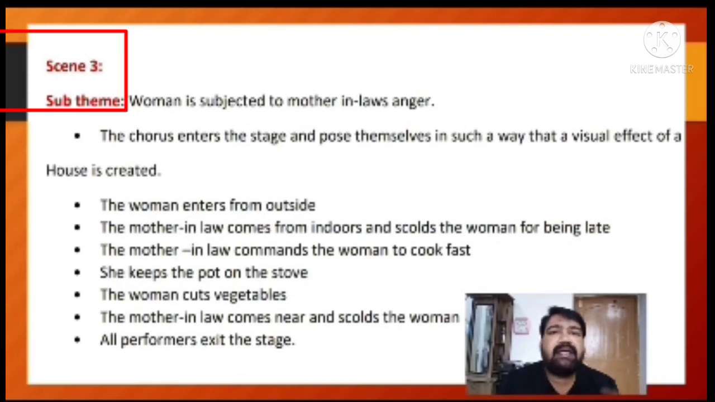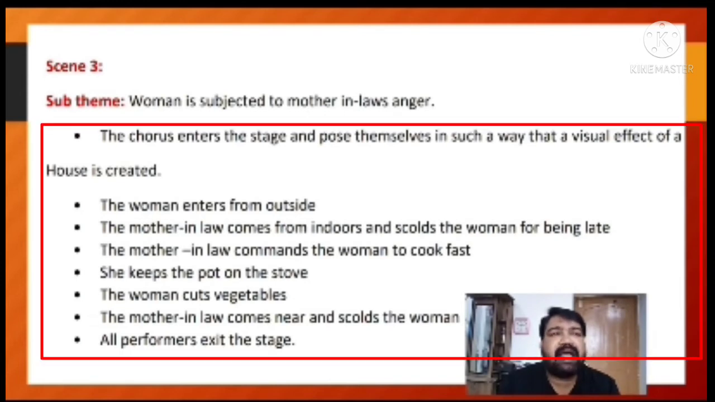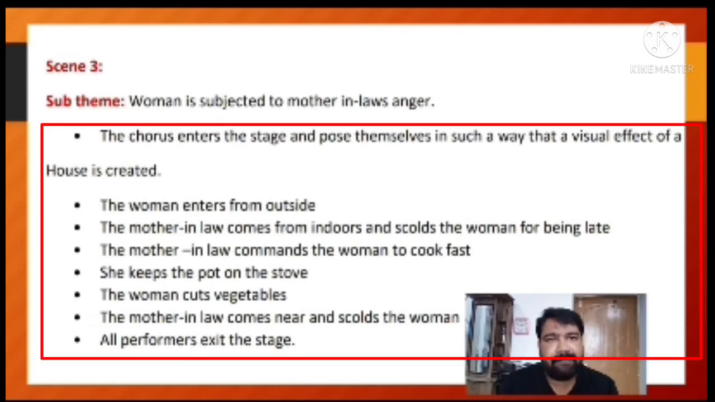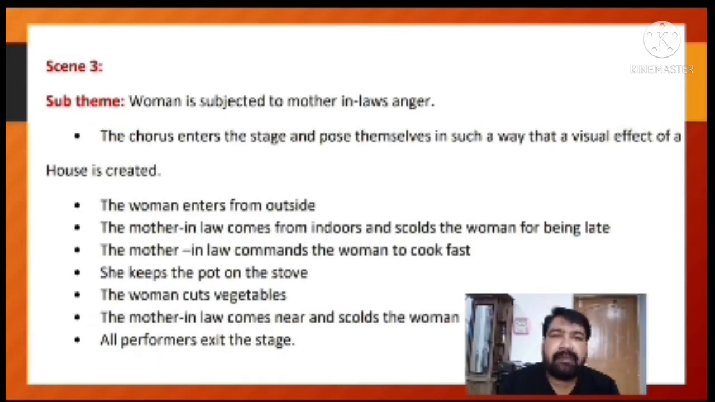Here you can see scene 3 sub-theme. What is the scene 3 sub-theme? Woman is subjected to mother-in-law's anger. Now here we can write like this. The chorus enters the stage and pose themselves in such a way that a visual effect of a house is created. Then the woman enters from outside.